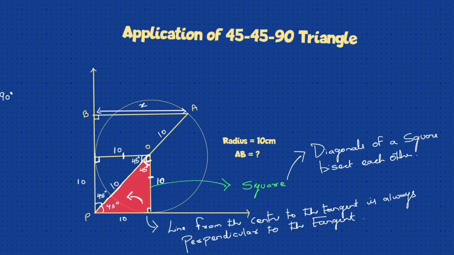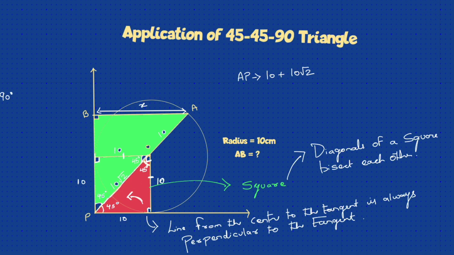So what will happen? I am being given the other two sides. So what will be the hypotenuse? Multiply by root 2. In this red triangle, the other two sides are given. The hypotenuse will be what? Multiplied by root 2. So my PO will be 10 root 2. So AP becomes 10 plus 10 root 2. Okay, as simple as that.